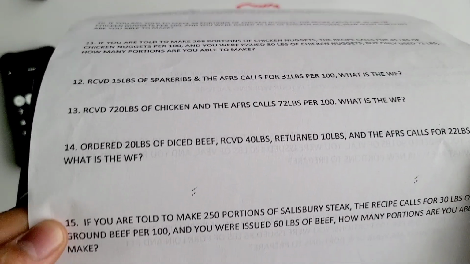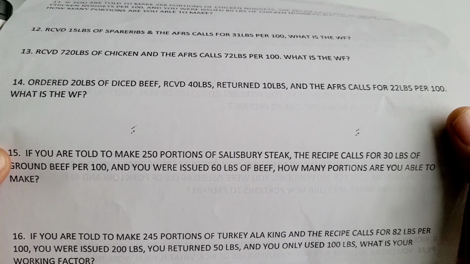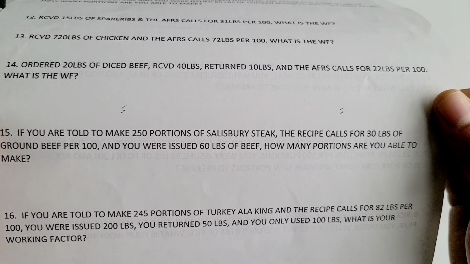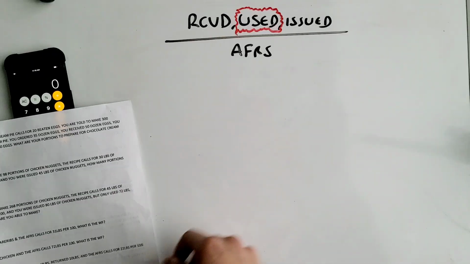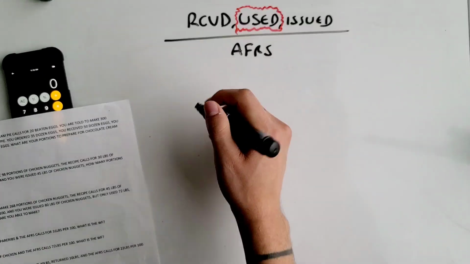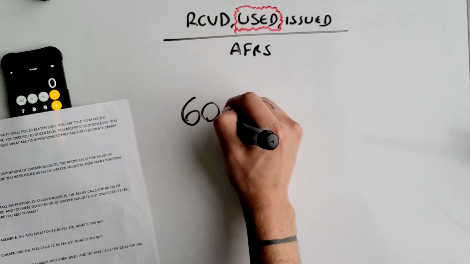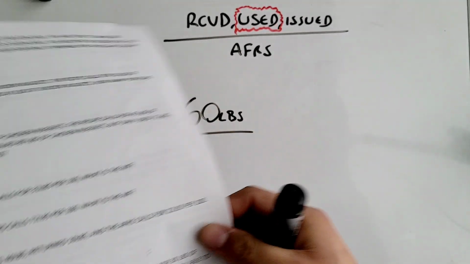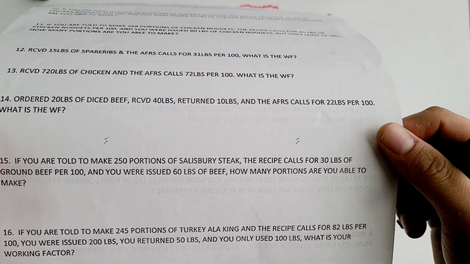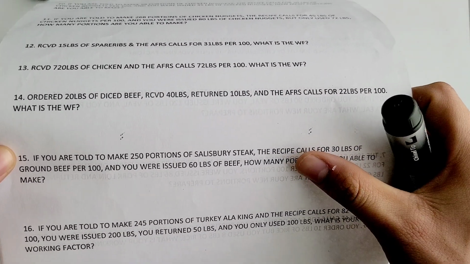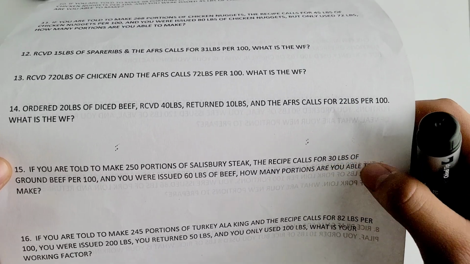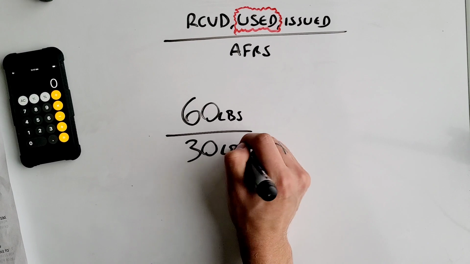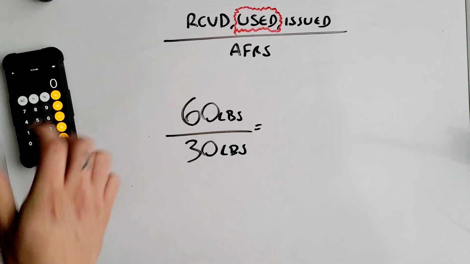So again, it says you're told to make 250 portions of Salisbury steak. The recipe calls for 30 pounds of ground beef, and you were issued 60 pounds. So of course you're issued at the top. So you got your 60 pounds divided by your AFRS, what the recipe calls for. And it says over here the recipe calls for 30 pounds of ground beef. So put that at the bottom, and then you divide these two numbers together.